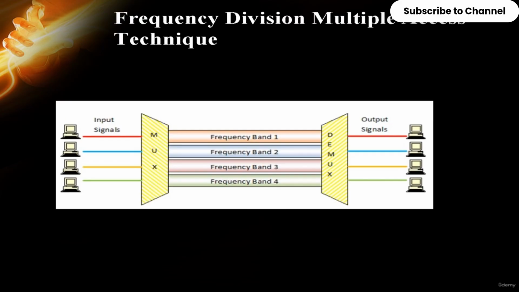If you see here the frequency division multiple access technique, we have various input signals and output signals, and we have frequency band 1, frequency band 2, band 3, band 4. Like a spectrum divided into various bandwidths. In between band 1 and band 2, we have a small strip which is known as a guard band. The guard band prevents the signals from overlapping with each other. This is the main advantage of guard bands. I hope it is understandable.